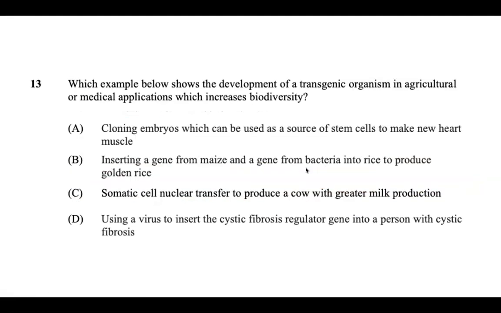All right, question 13. Which example below shows the development of a transgenic organism in agricultural or medical applications which increases biodiversity? So transgenic organisms, what we're looking for. And in this case, we're looking for one that's going to increase biodiversity. Now, increasing biodiversity is going to be the key thing here in terms of determining which answer is correct.